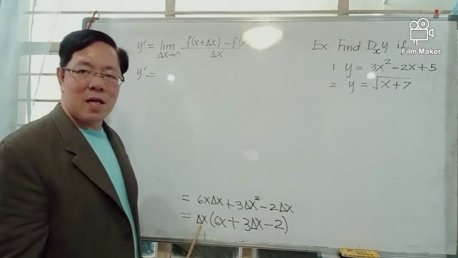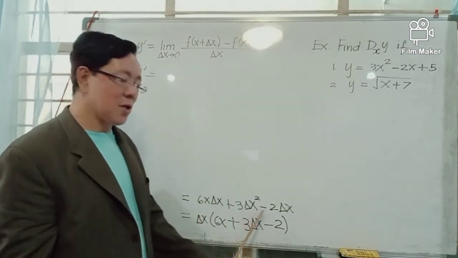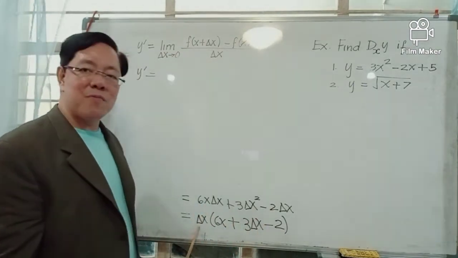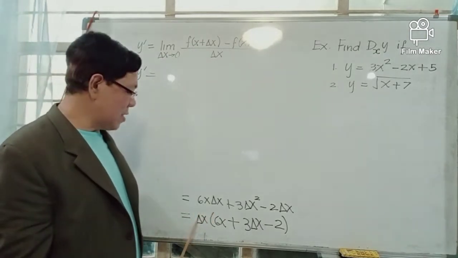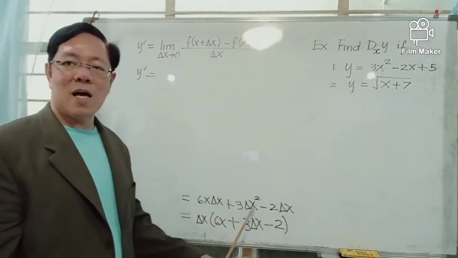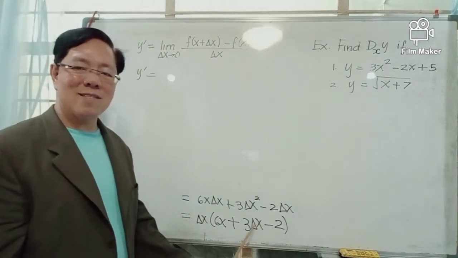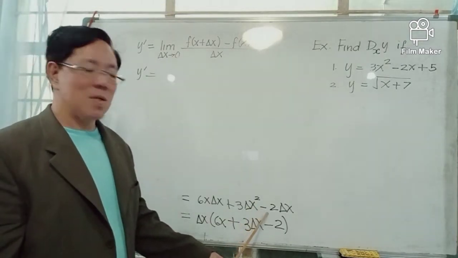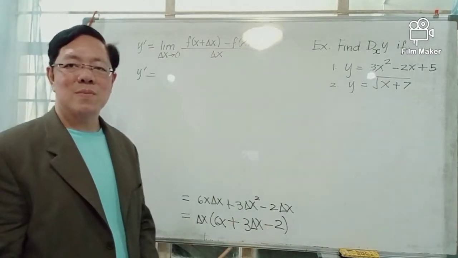So we write delta x, and we find the other factor by dividing each term by the common factor delta x. 6x delta x divided by delta x is 6x. 3 delta x squared divided by delta x is 3 delta x. And the last term, negative 2 delta x divided by delta x is negative 2.